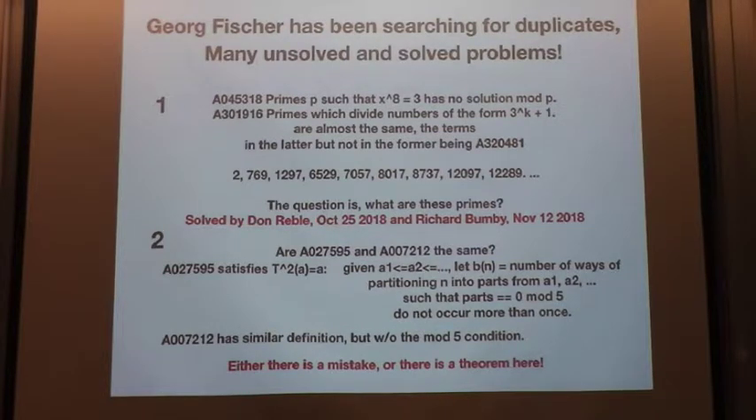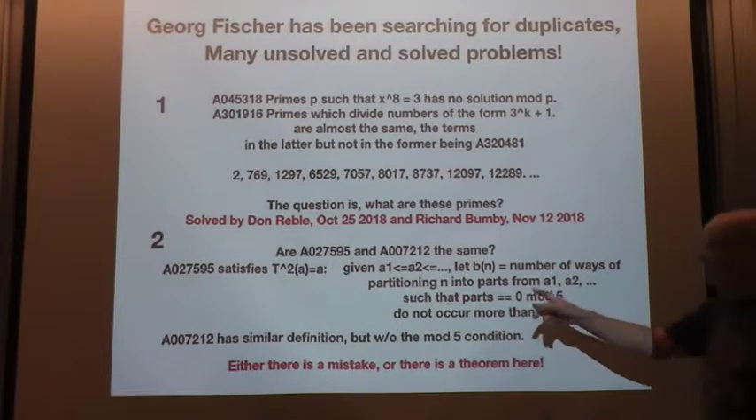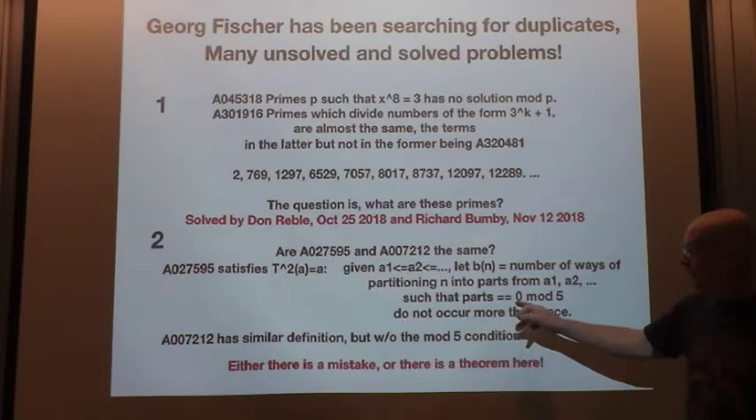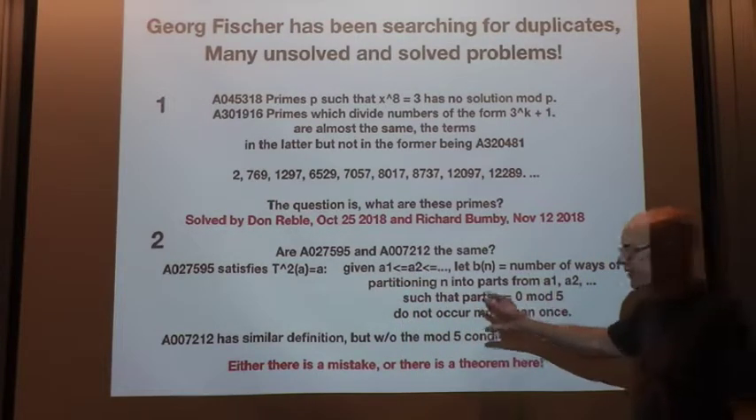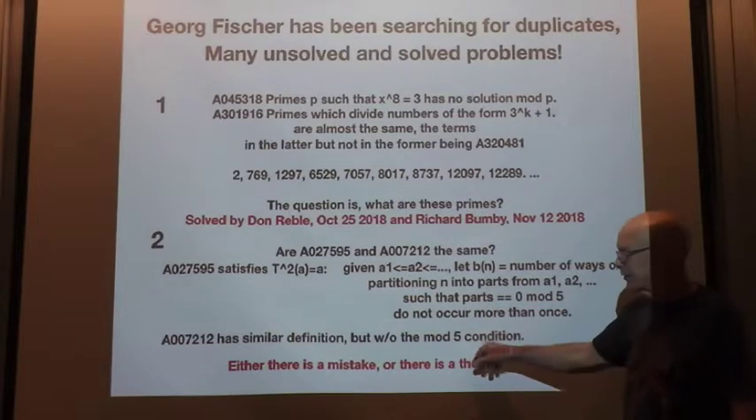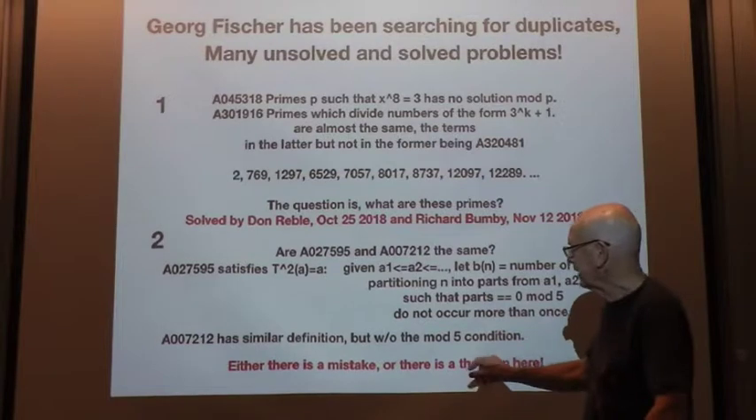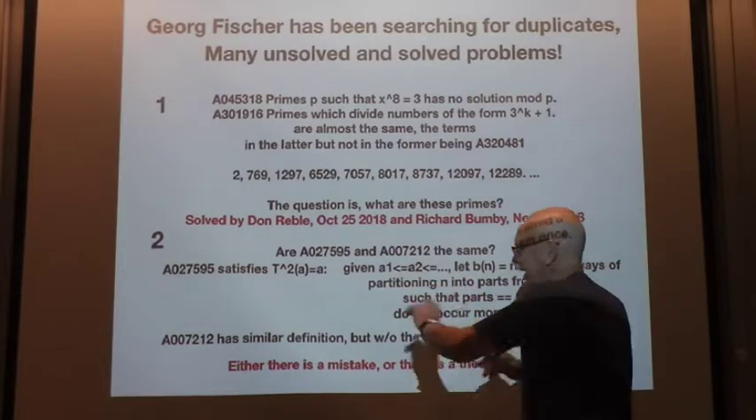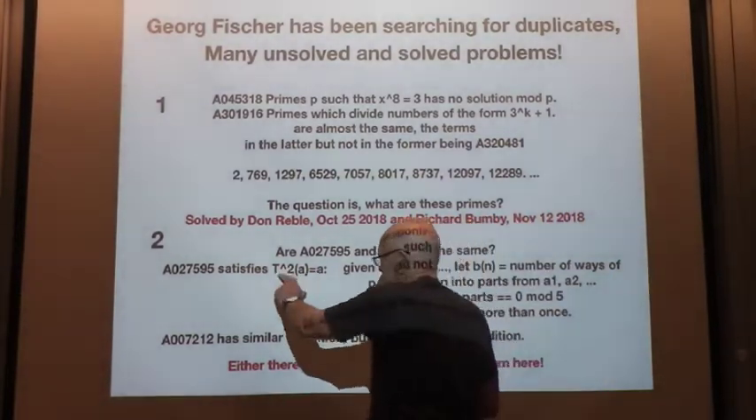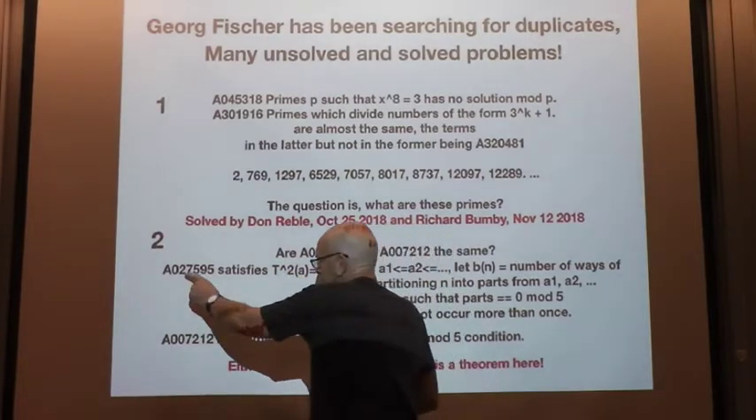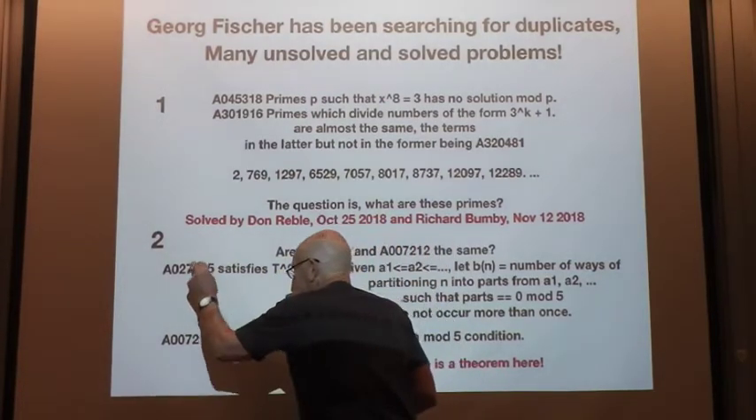Another one, which I asked Matt about, was the second one here. I don't really have time to go into it. It's two sequences that appear to be the same. They both involve generating functions that are like partitions. And either there's a mistake or there's a theorem here of great interest. The two sequences appear to be the same, and they're both part of pairs. There's a transformation, a mapping T, which if you apply it twice, fixes 1.